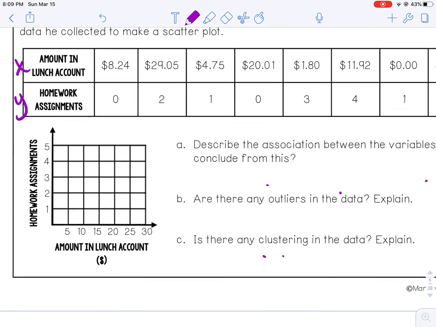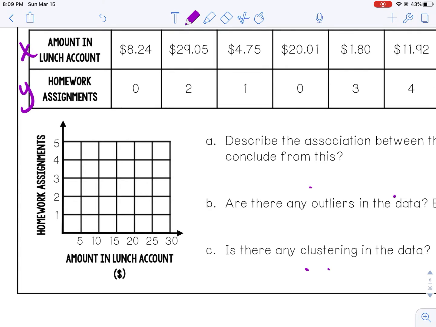Lunch account for the first person is $8.24. That's going to be somewhere between $5 and $10. 0 homework assignments. I'm going to say it's about right in the middle there. Okay, $29.05 for the second person with 2 homework assignments. So I'm going to go all the way to about $29.05 would be all the way down at the x-axis up to assignments right here. $4.75, 1 assignment, about right there. $20.01 and 0 assignments right there. $1.80, 3 assignments, about right there.